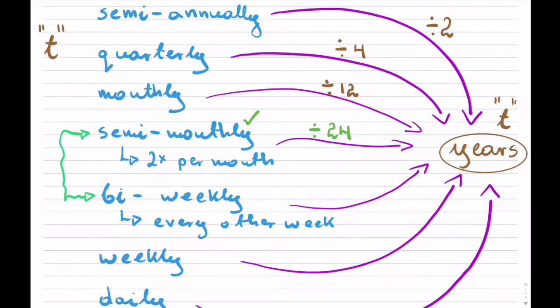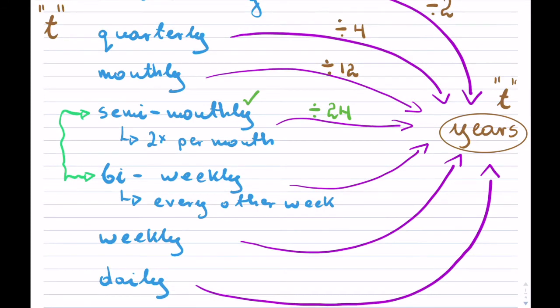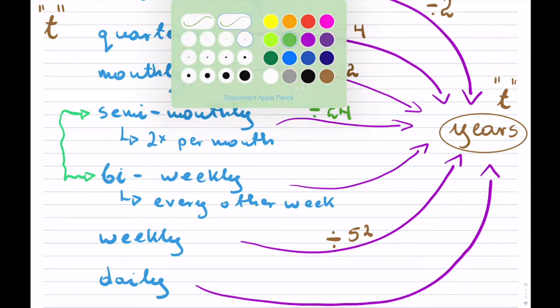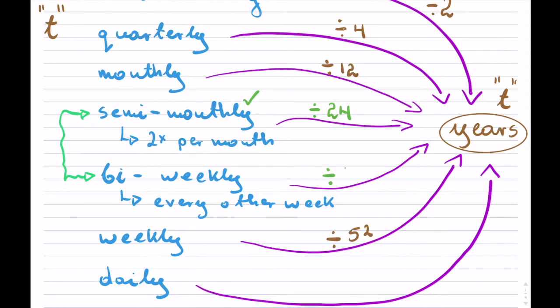So what I'm going to do is skip over to weekly. There are 52 weeks in a year, so we divide by 52 to get the number of years. Therefore, bi-weekly, because it is every other week, is 52 divided by 2, which tells us that bi-weekly has 26 terms in a year. And notice the difference between semi-monthly and bi-weekly. It's not big, but there is a difference, and you should be aware of that.